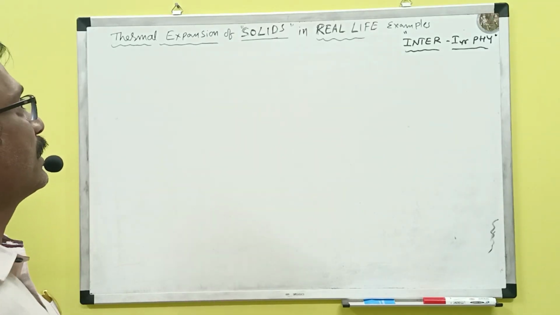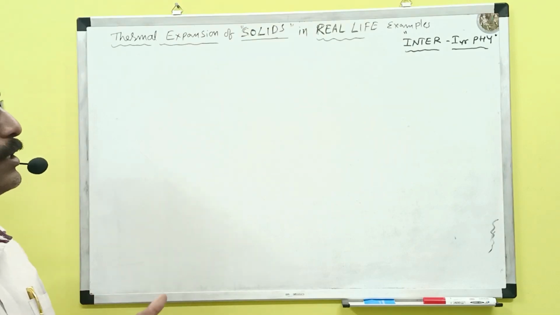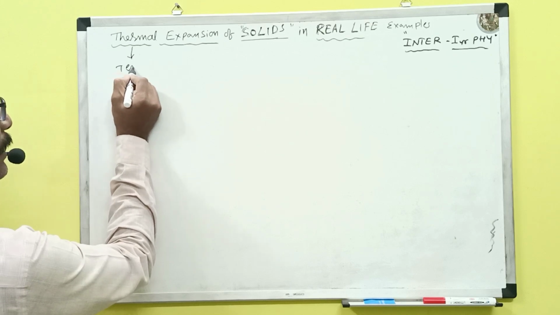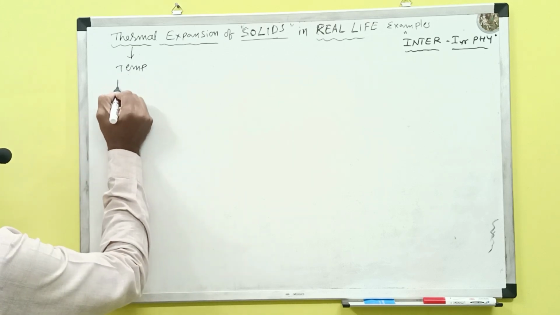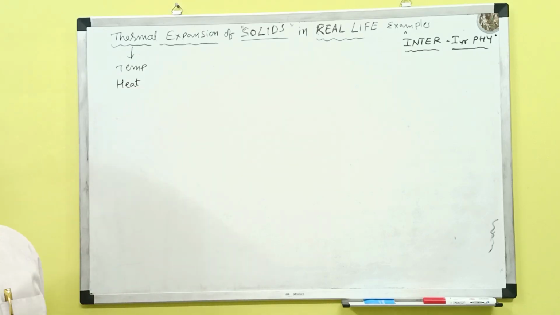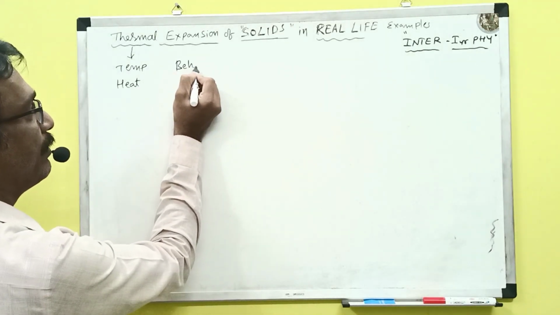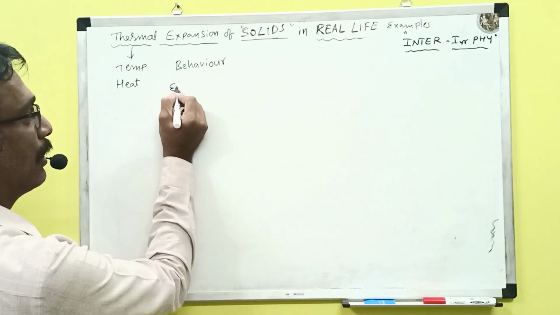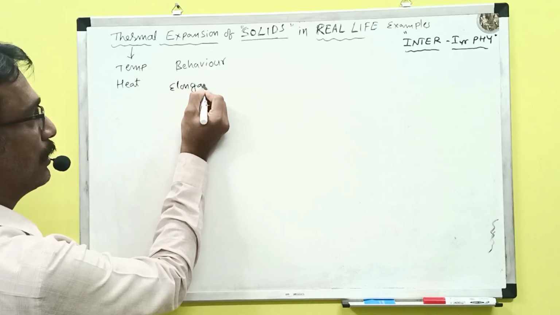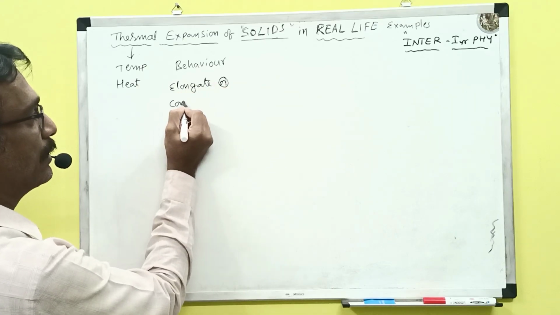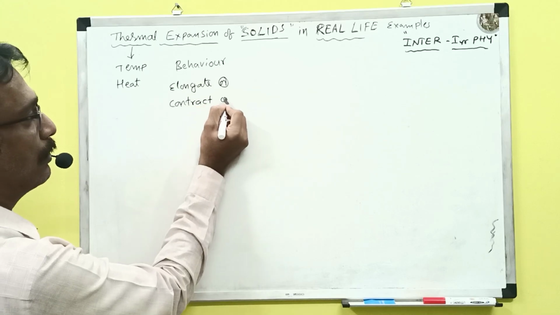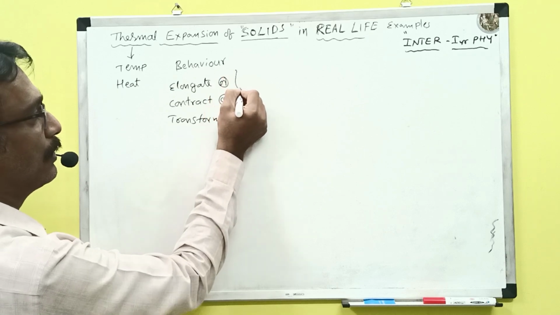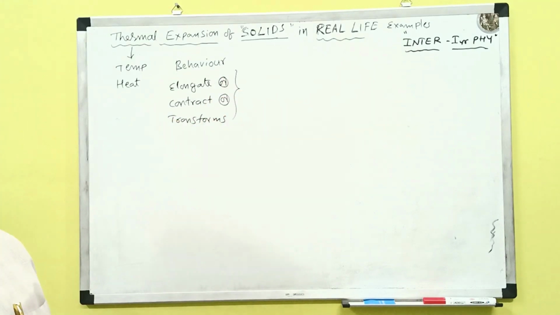Okay, now first we can see what is the thermal expansion of solids. Thermal means temperature or heat. Expansion means behavior. How does it behave? Like elongate, or contract, or transform. These three are under the property of the behavior.